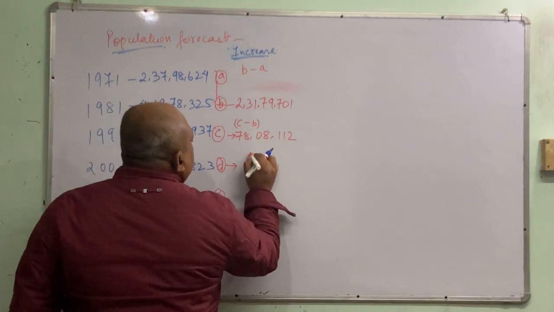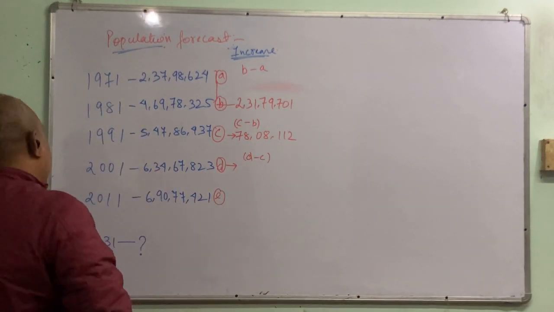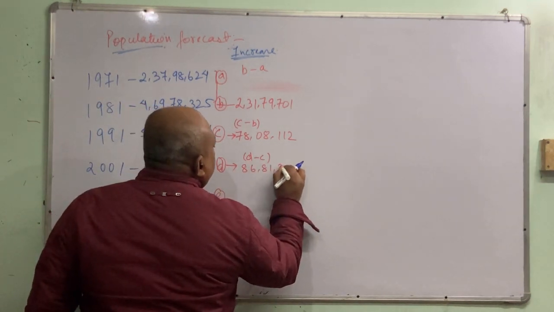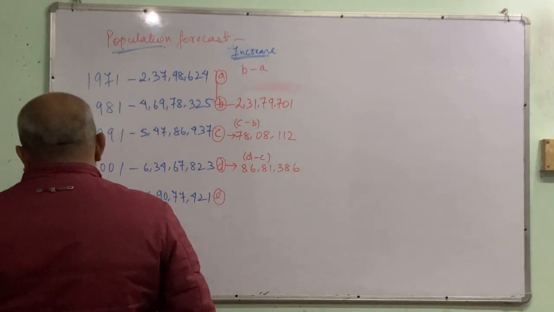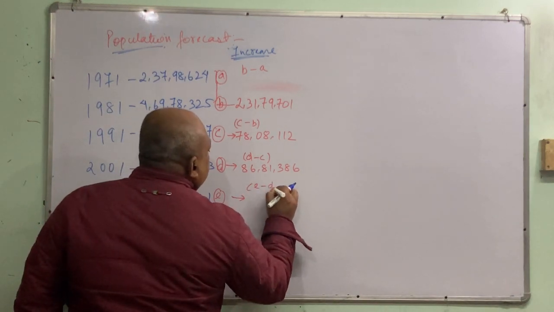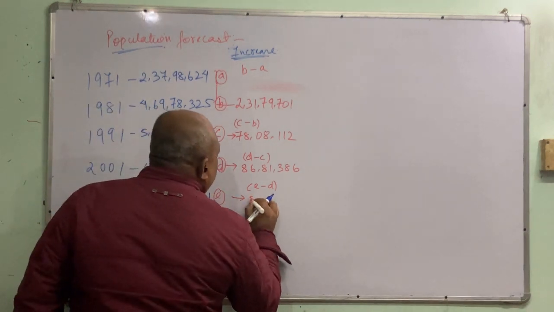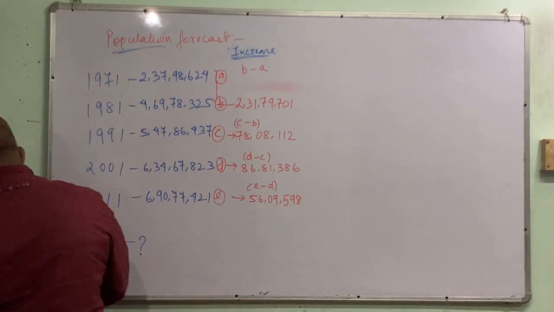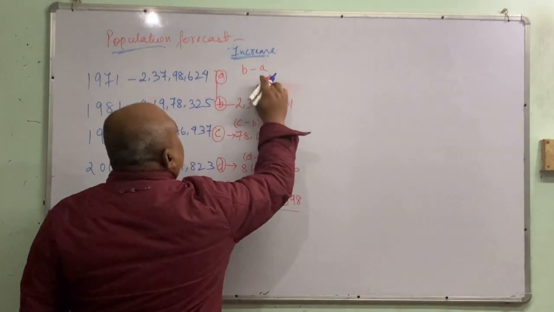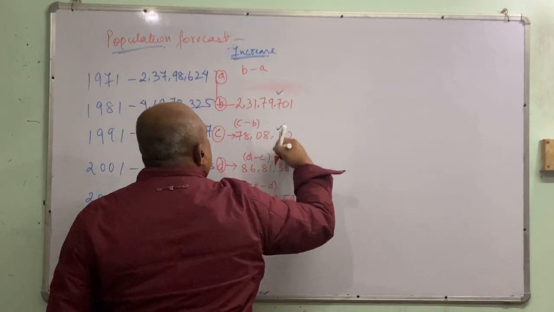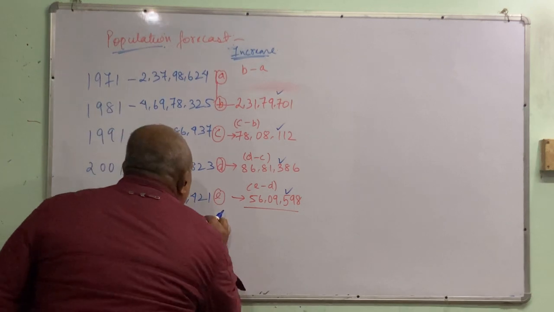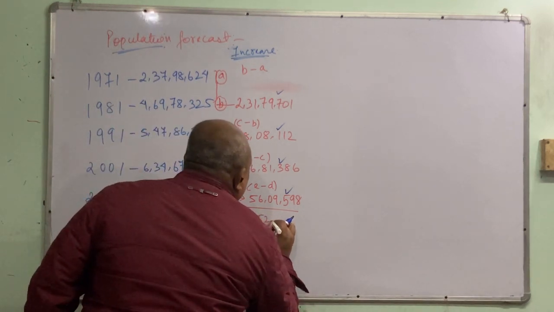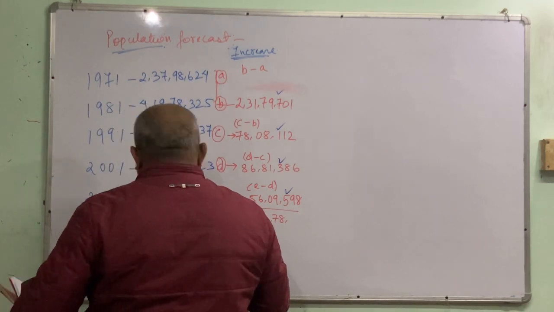Next one is D minus C. How much population increased from 91 to 2001? That is 8681386. Similarly, E minus D is 5609598. Now if you total all these, this one, this one, this one, this one, the total is 45278797.